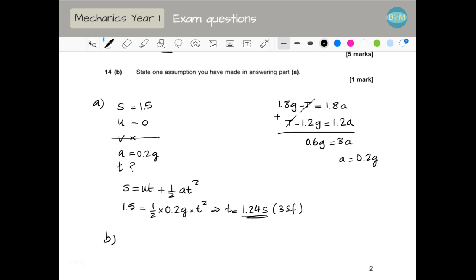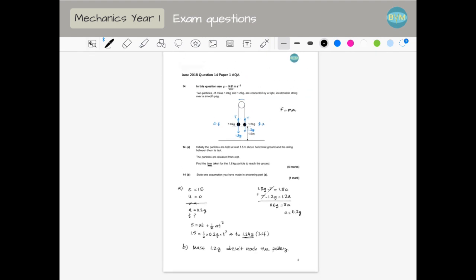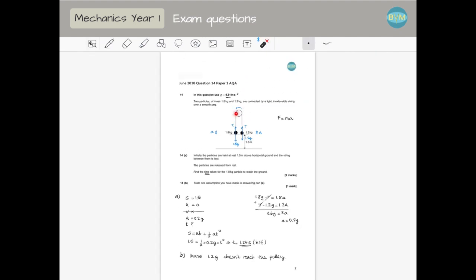So the mass of 1.2 kilograms doesn't reach the pulley. We are assuming that, because if it reaches the pulley, the whole thing will get kind of stuck. And that's all with this question. It's quite a quick question.